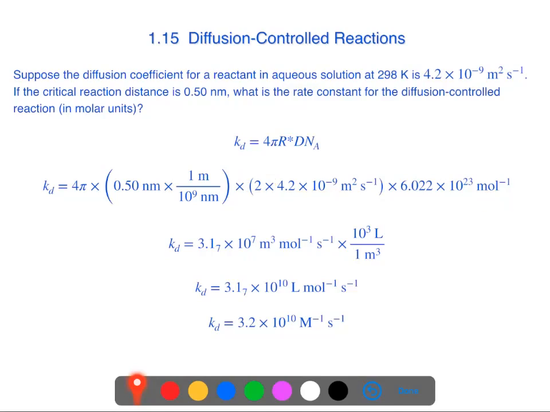So when we calculate through, we end up with 3.1, carry the 7 for rounding, times 10 to the 7 meters cubed, mole minus 1, seconds minus 1. We again use our conversion factor to convert this number into molar units. That gives us 3.1, carry the 7 times 10 to the 10, liter, mole minus 1, seconds minus 1. And after rounding, our diffusional rate constant is 3.2 times 10 to the 10, molar minus 1, seconds minus 1.